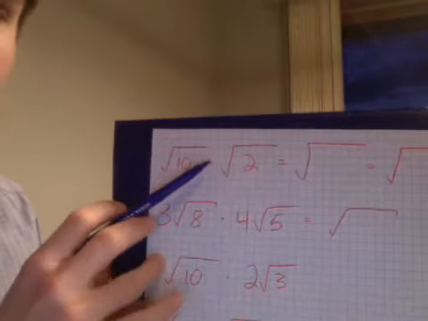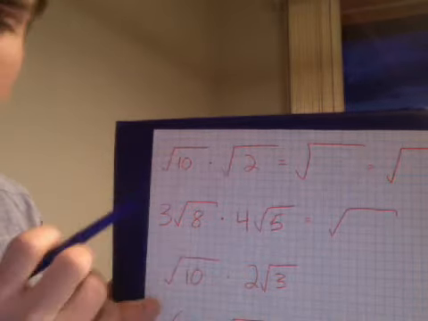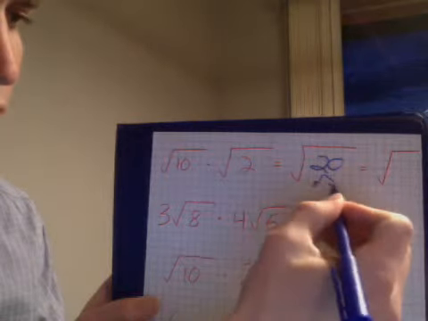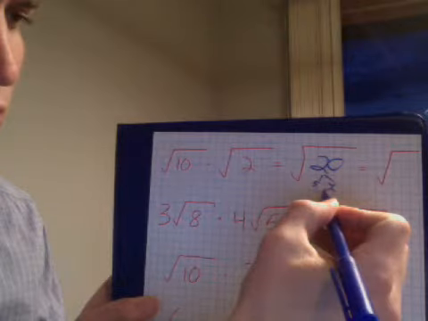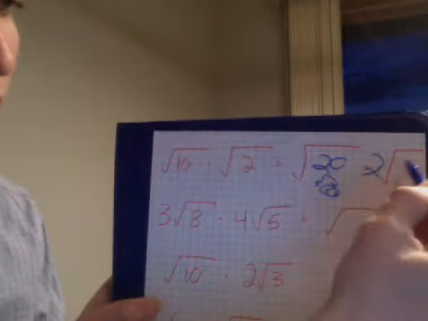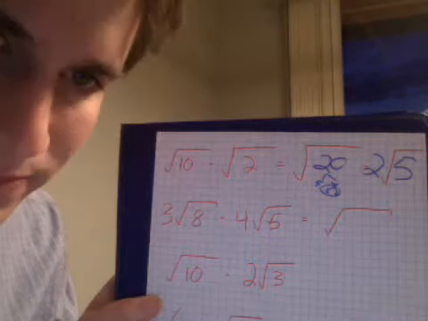So I see multiplication, so I go ahead and multiply these two numbers together. 10 times 2 is the square root of 20. And then I can break down the square root of 20. You might want to just practice that. 5 and 4, 2 and 2. Pair of 2's go on the outside, and a 5 left over on the inside. 2 square root of 5 would be my answer.